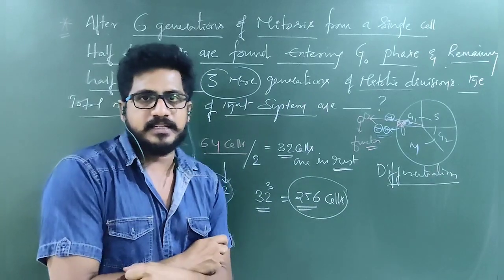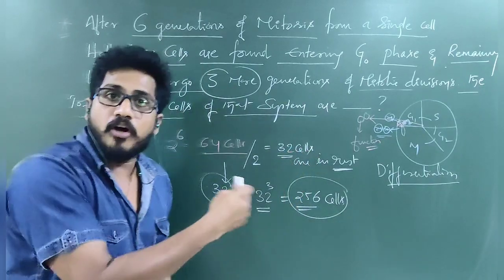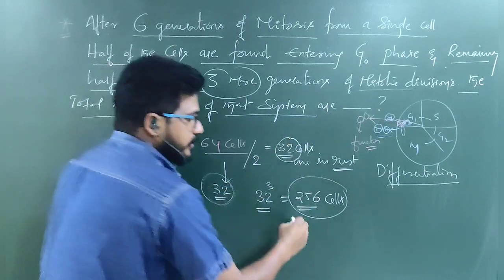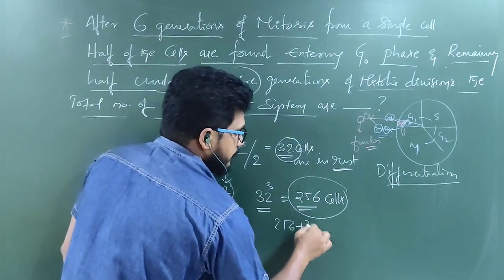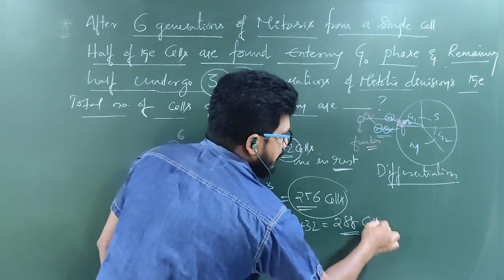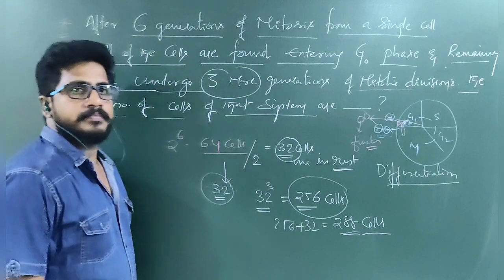Now 256 cells are there, but the cells that did not divide, they are 32. They are in the rest. We have to add them. So 256 plus 32 is equal to 288 cells in the system.